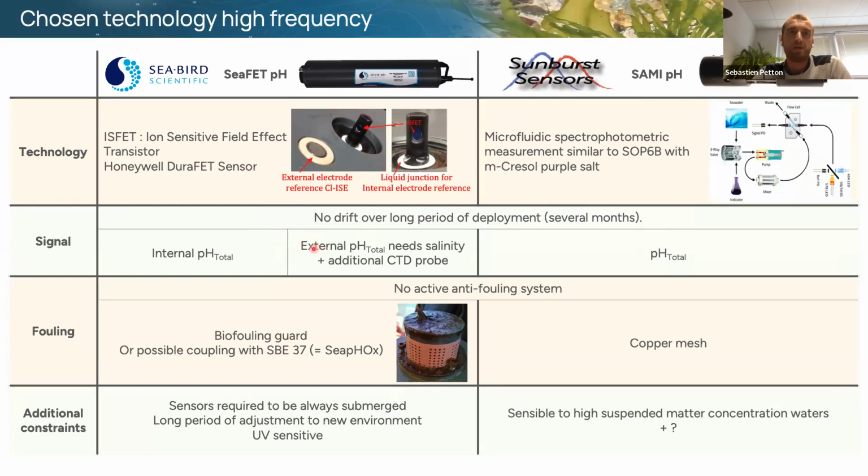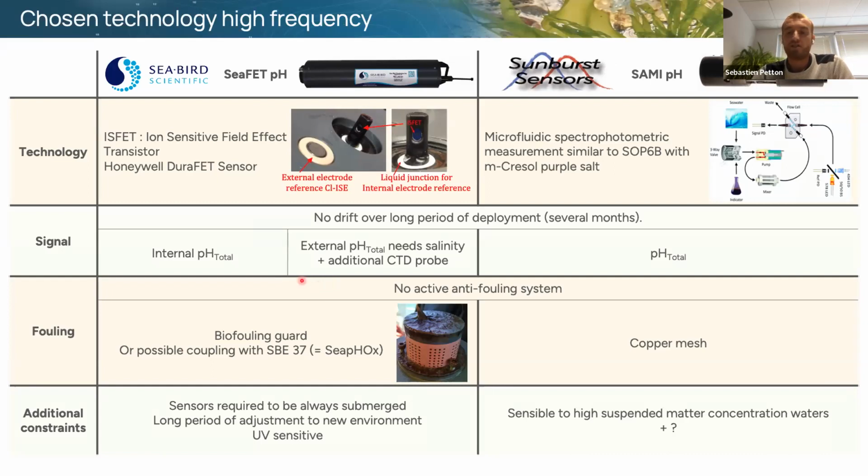But the external pH needs salinity, so we needed to have an additional CTD probe deployed alongside. And still, it has some drawbacks. There is no active anti-fouling system, only a biofouling copper guard to put over the sensor. The sensor also requires always to be submerged, and it can have a long period of adjustment when put in a new environment.